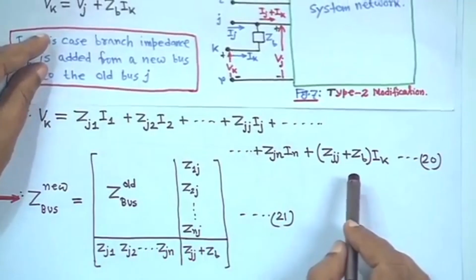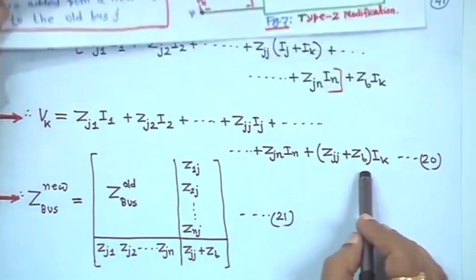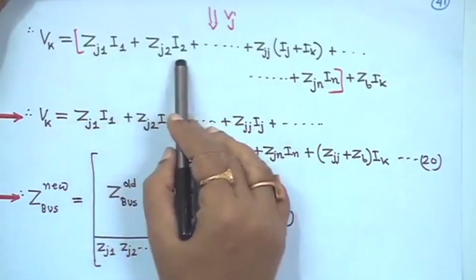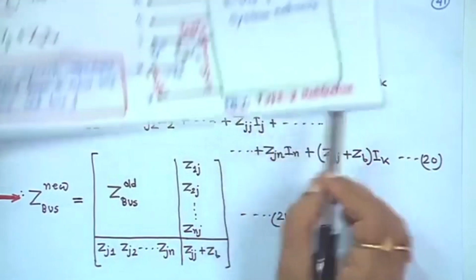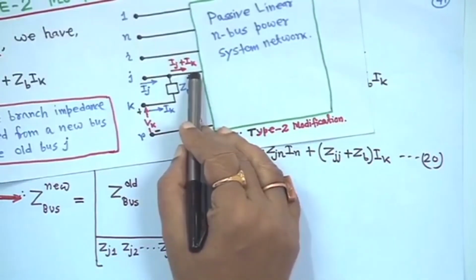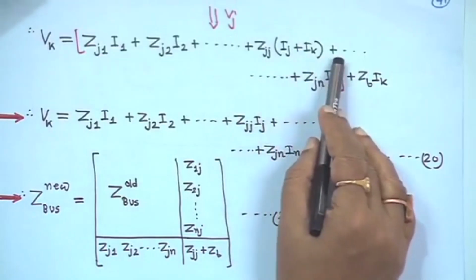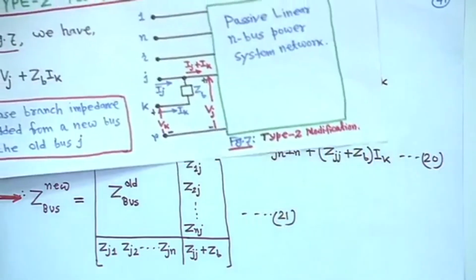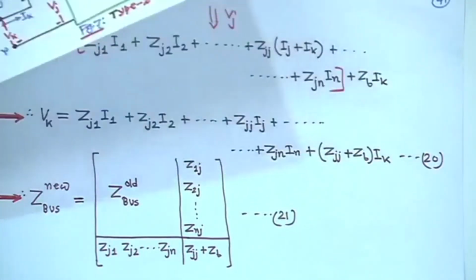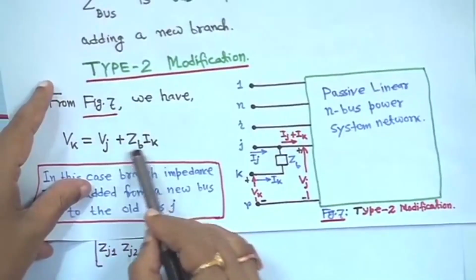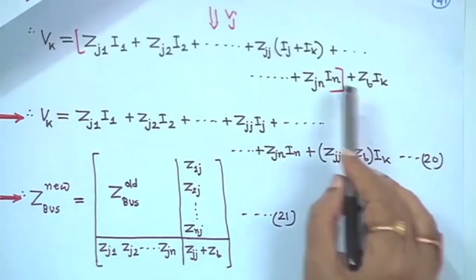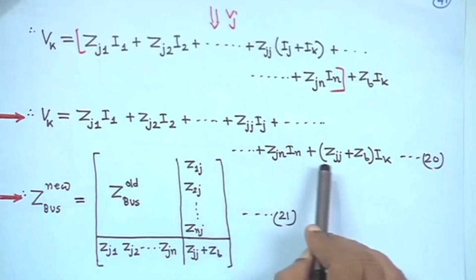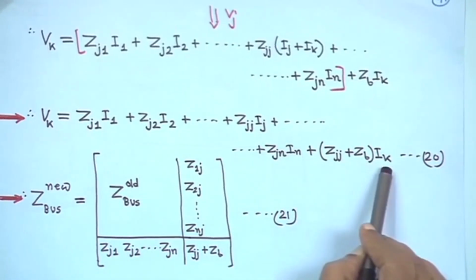So, if I go to the first equation, ZJ1 I1 plus ZJ2 I2 plus ZJJ into Ij plus Ik, because here the current injection is Ij plus Ik, plus dot dot dot ZJn In, and plus ZB Ik, because in this equation Vk is equal to Vj plus ZB Ik. So, first we have written Vj up to here, the red color, plus ZB Ik. After that, if you simplify, it will come plus ZJJ plus ZB into Ik.